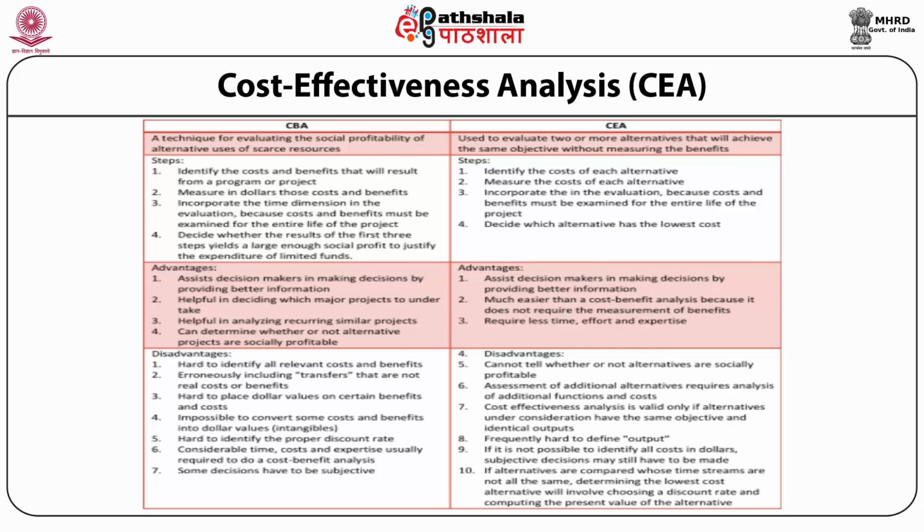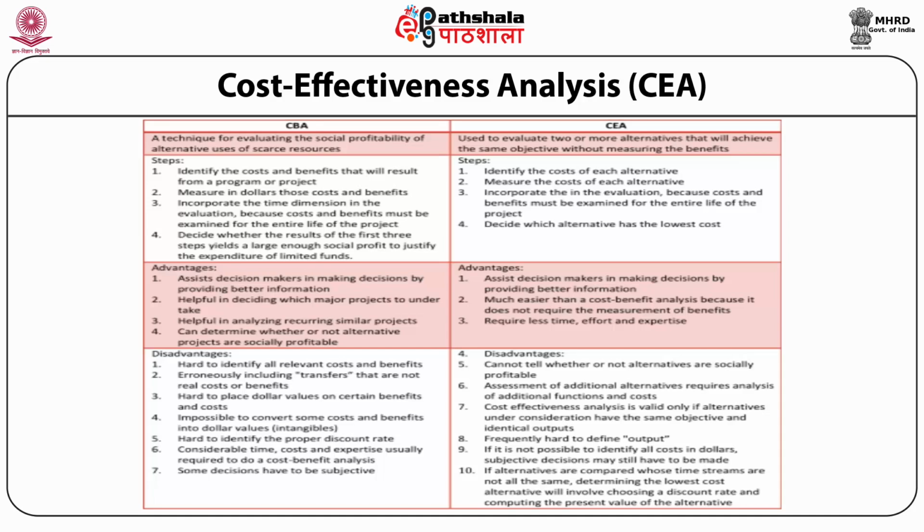The definition of CEA here is, this is used to evaluate two or more alternatives that will achieve the same objective without measuring the benefits. So we have the alternatives to choose, and the best one we have to choose as per CEA or cost effective analysis. Now what are the steps involved in CBA and CEA? Let us compare here. Let us first take cost benefit analysis.